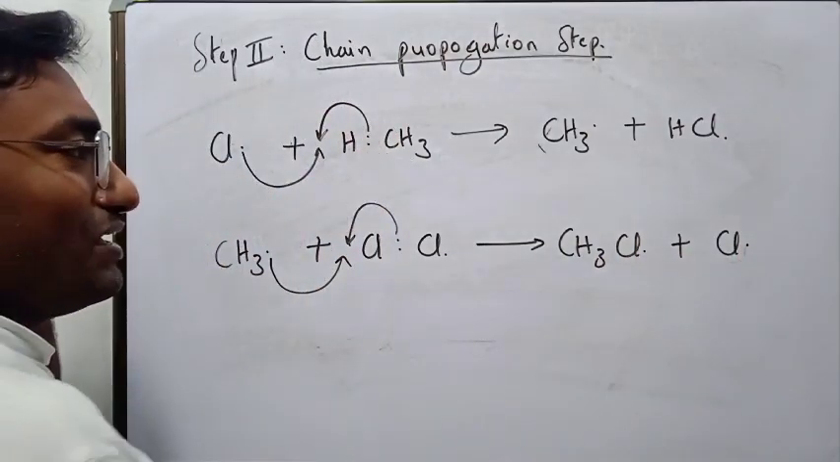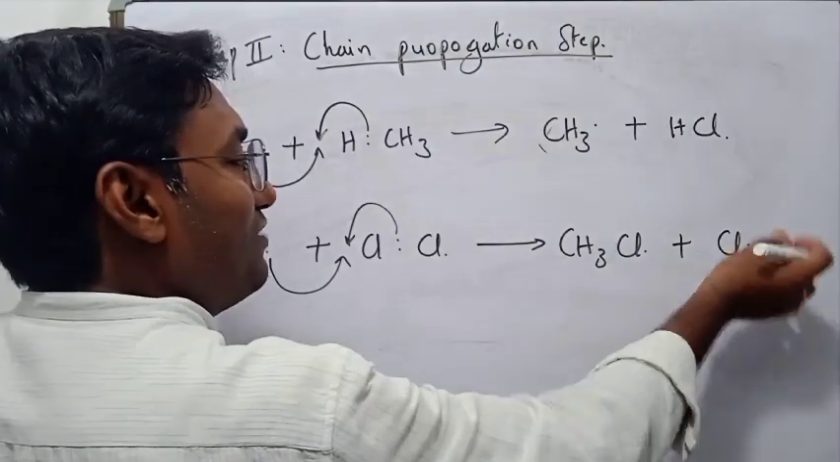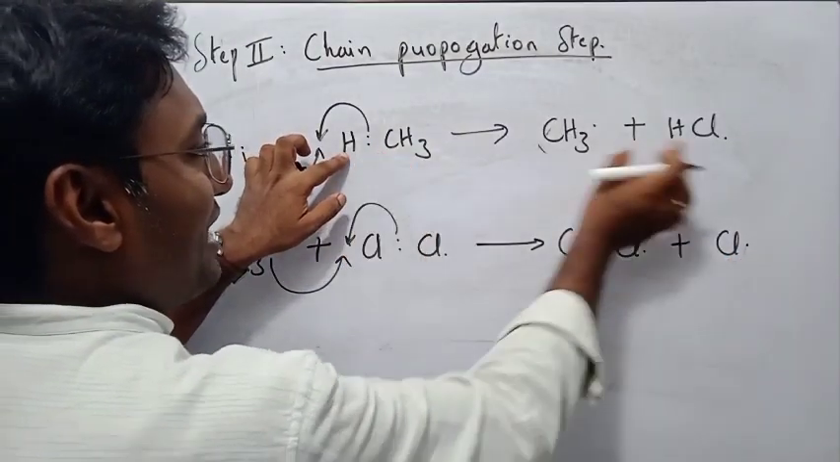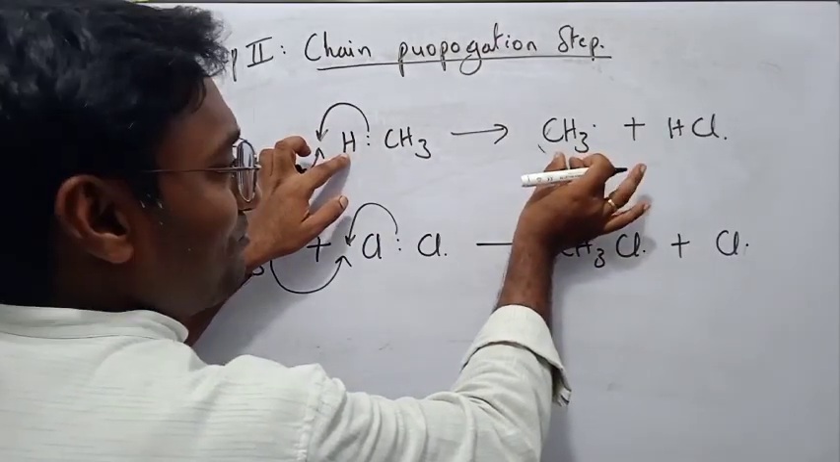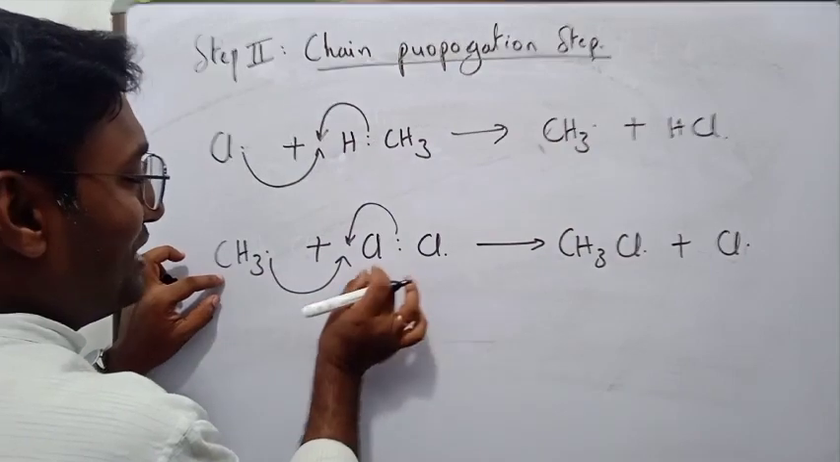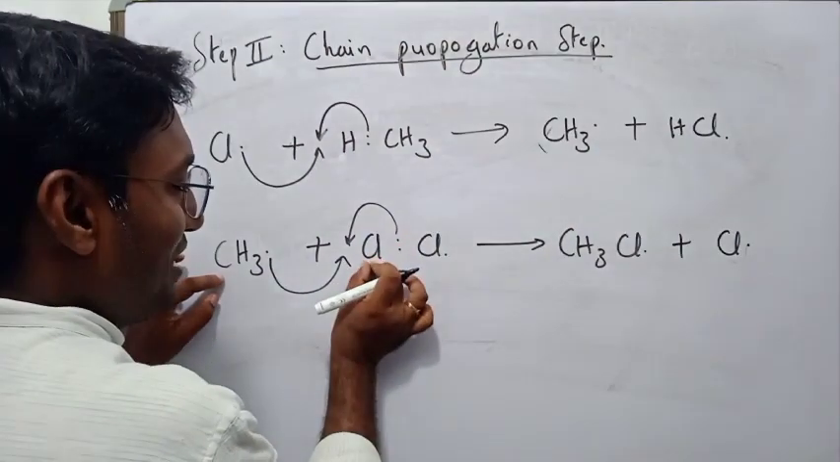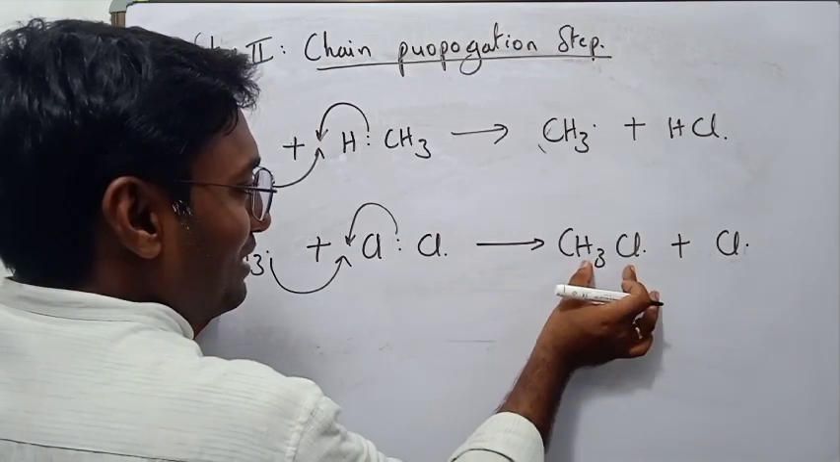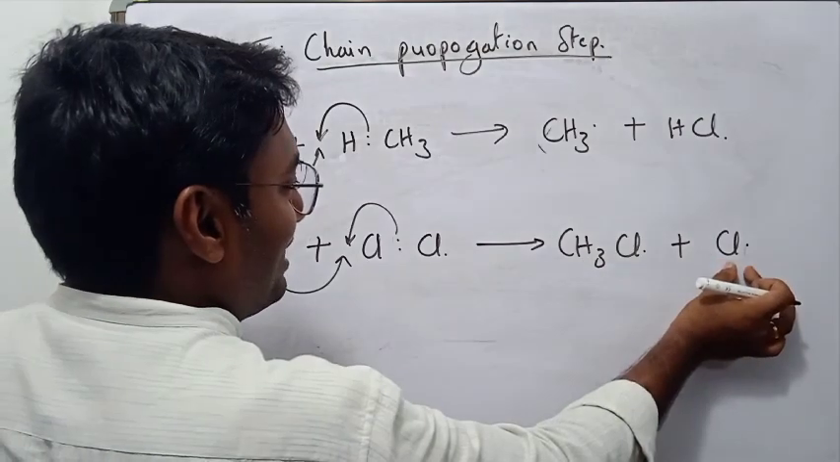again. Now this chlorine free radical, what would it do? It would again react with methane, and again a methyl free radical will be formed. This methyl free radical, what will it do? It will snatch an electron from chlorine. Along with it, it will snatch a chlorine atom too. So methyl chloride is formed. Again a chlorine free radical is formed.